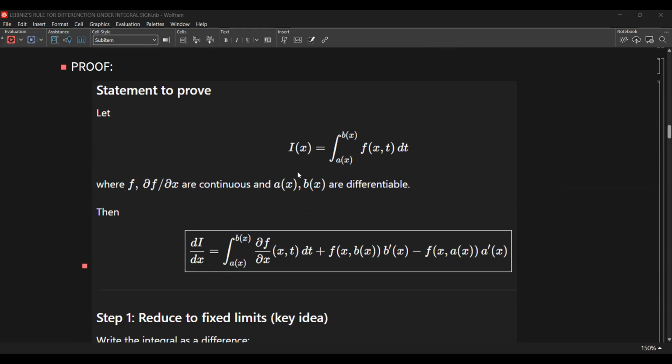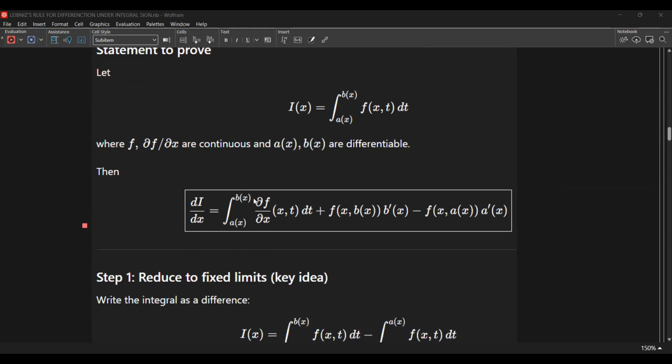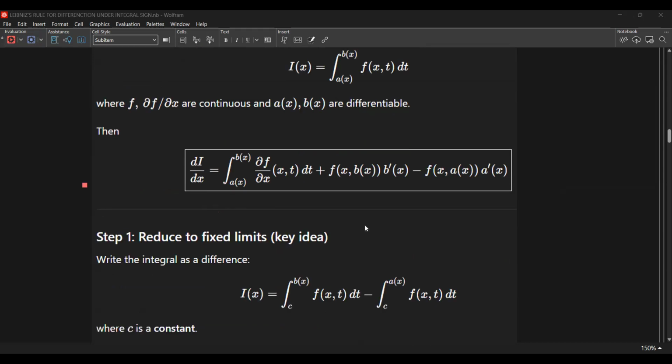The statement of the proof is this one. We are given I of x equal to the integral of f of x, t dt, with the given function f, integrated from a of x to b of x, where f and the partial of f with respect to x are continuous and a of x and b of x are differentiable. So this is what we want to prove.